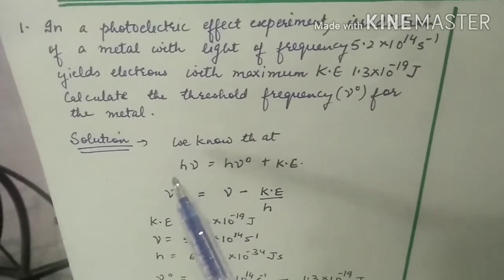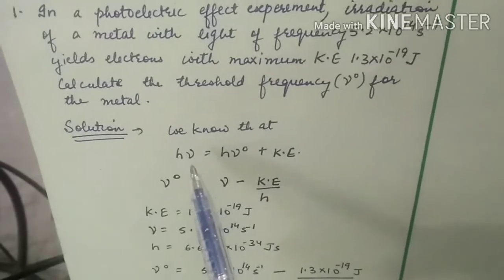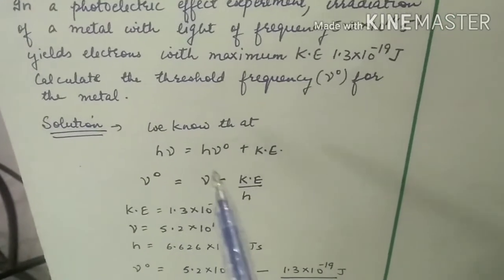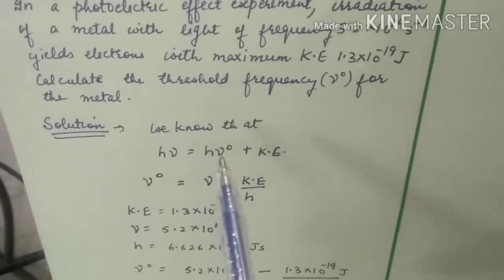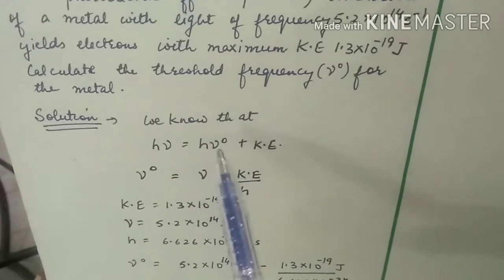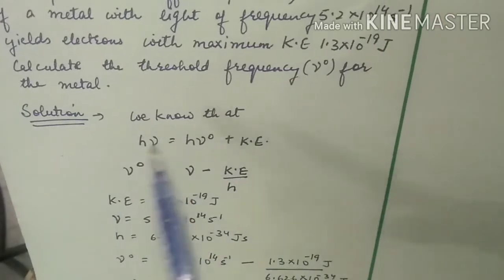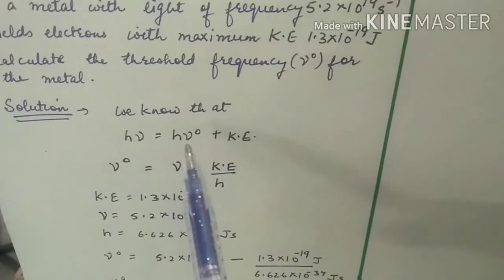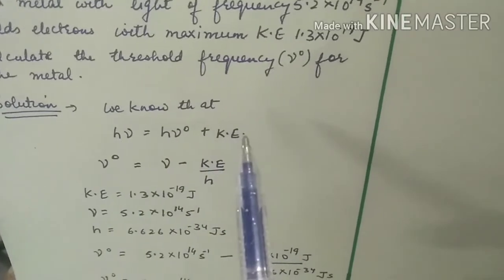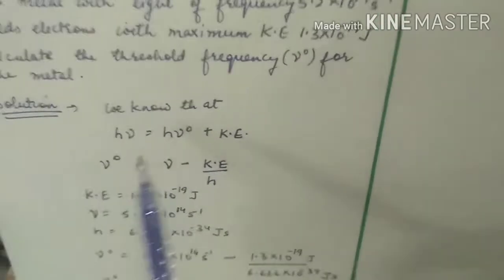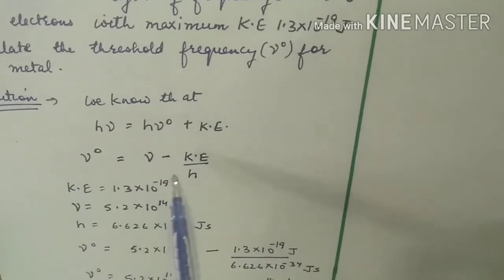The formula is h nu equals h nu naught plus kinetic energy. Nu is the frequency of incident radiation and nu naught is the threshold frequency. So we have to calculate nu naught. So h nu naught we keep here, kinetic energy we take to the other side, so we get h nu naught equals h nu minus kinetic energy. Dividing everything by h, we get nu naught equals nu minus kinetic energy upon h.